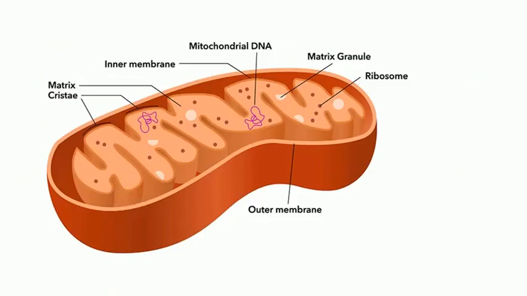This is the structure of mitochondria. This is the outer membrane, and here is the inner membrane. This inner portion is called cristae. Inner to cristae is the matrix. In the matrix you can see matrix granules, this white colored structure, ribosomes, and the mitochondrial DNA. So basically there is an outer membrane, an inner membrane, and the cristae, and within it the matrix, matrix granules, ribosomes, and mitochondrial DNA.